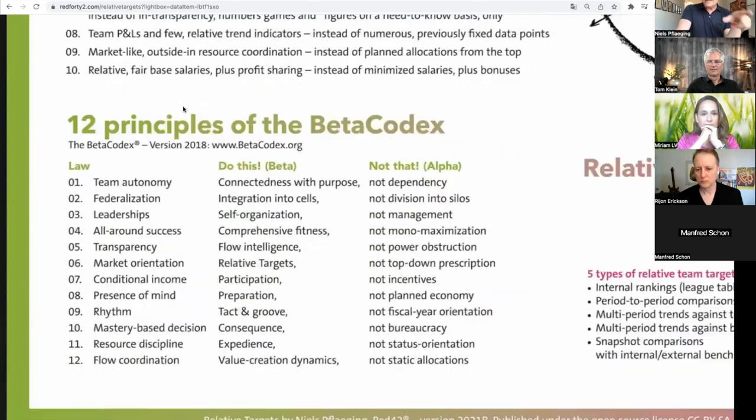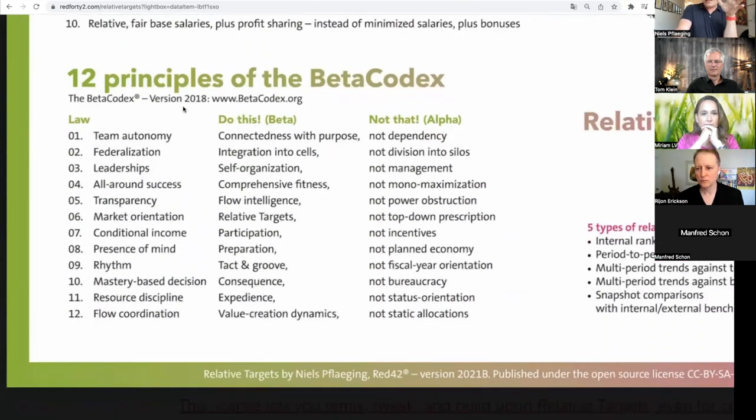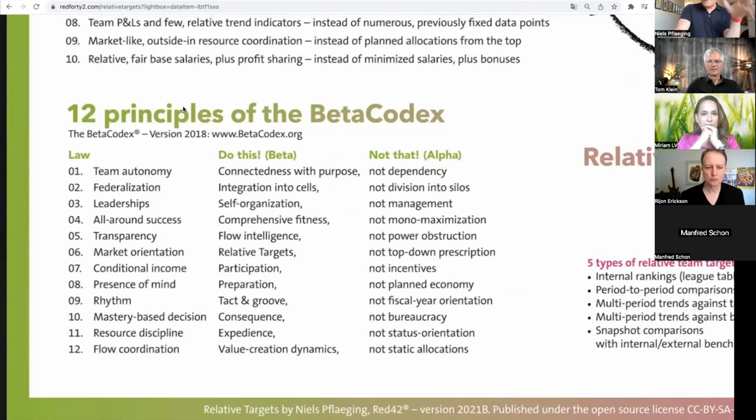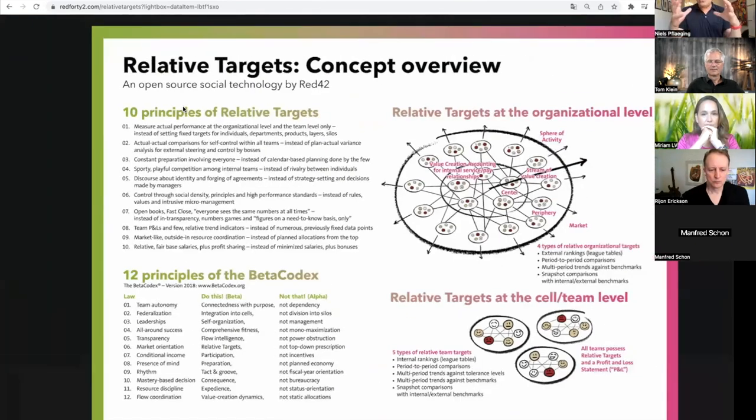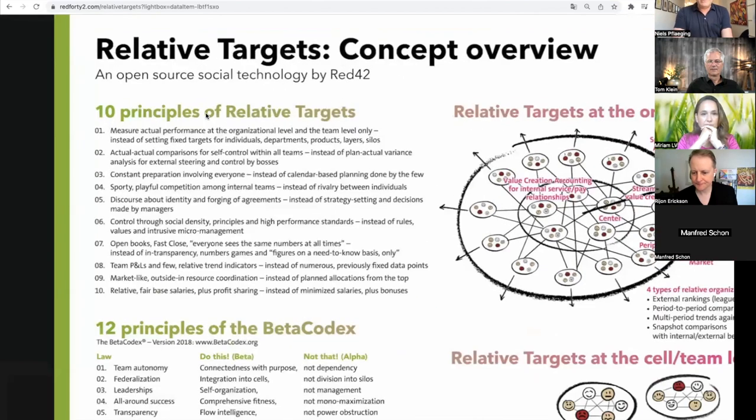But there is another set of principles, those of the beta codex. All right, I will not go into details where this comes from, but I will mention that in a moment. The beta codex is another open source social technology that anybody can use and make use of. The idea here is to codify this approach into a relatively small set of principles, 22 principles, as you can see here, to make that clear and understandable.